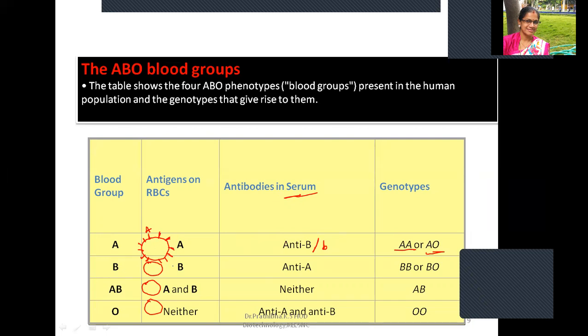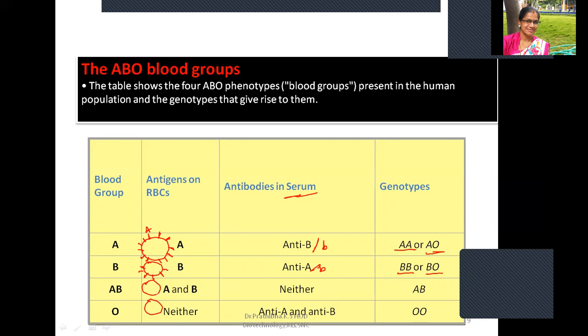When the person is B blood group, we can see the presence of B antigens on the RBC cell surface. B antigen, B antigen, B antigen can be found on this particular RBC cell surface. And in the serum, anti-A antibodies can be seen in that particular blood. Then the genotype is capital BB, homozygous.